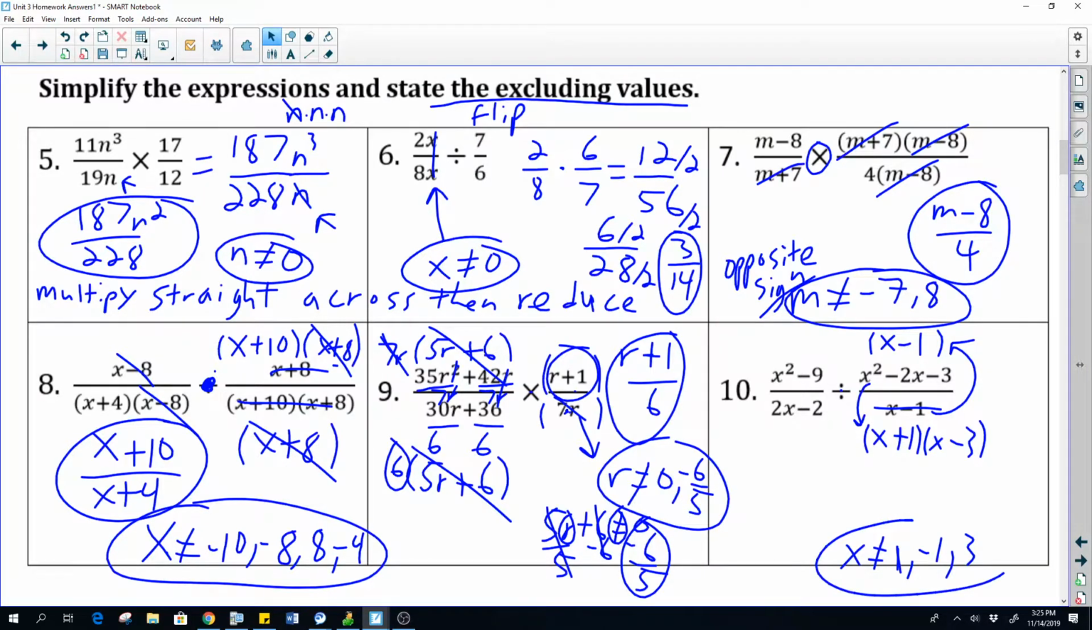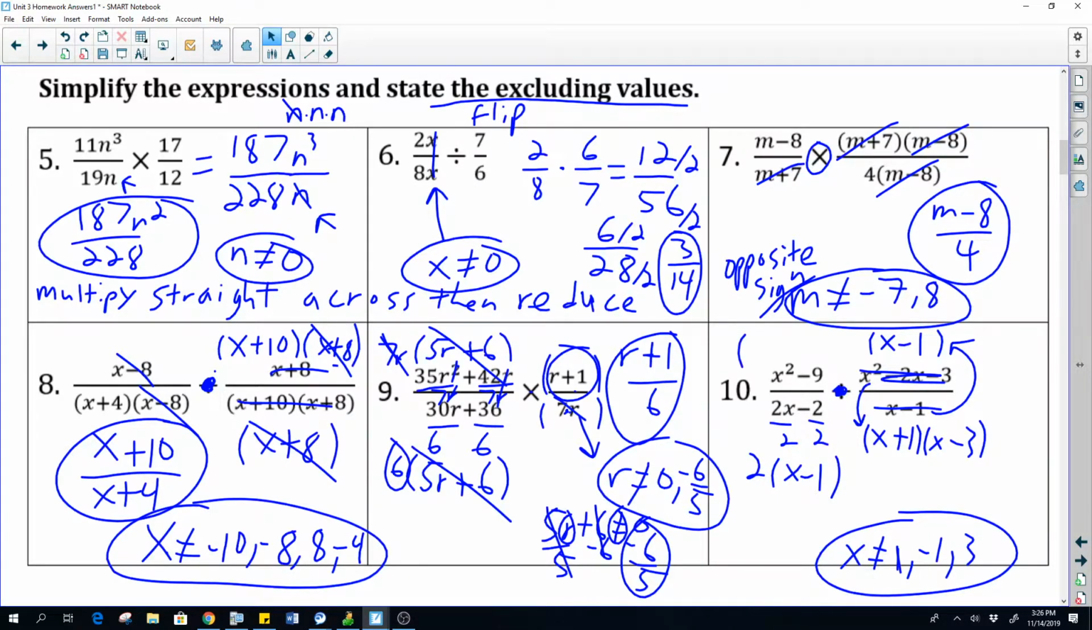Now we just need to reduce because we flipped it and turned it into multiplication. Can we factor something over here? Yes, top and bottom. We can pull out a 2. When you do that, you're left with x minus 1 in the bottom.